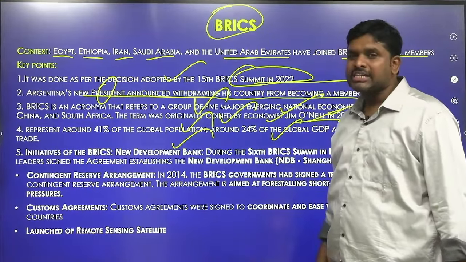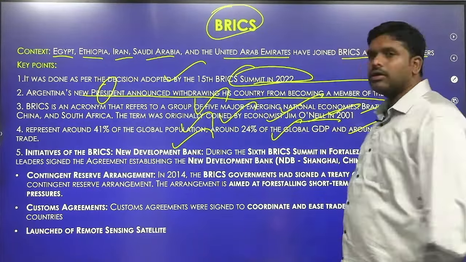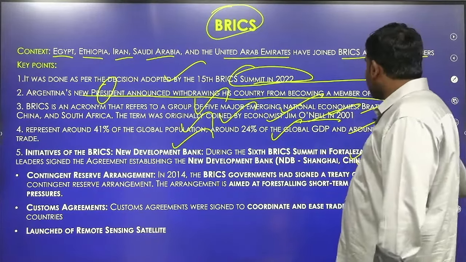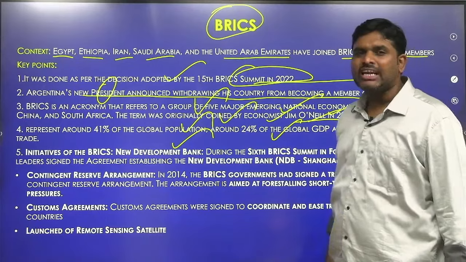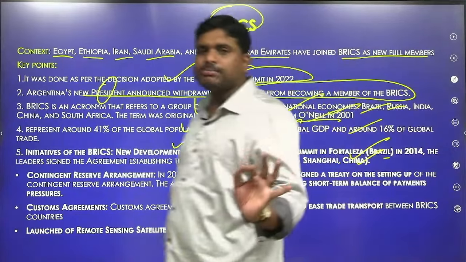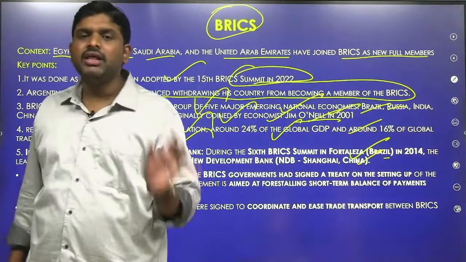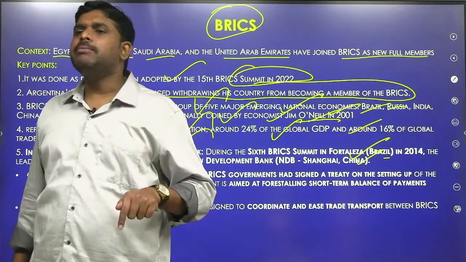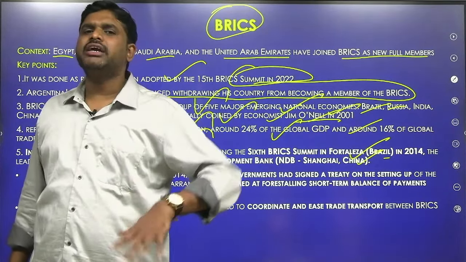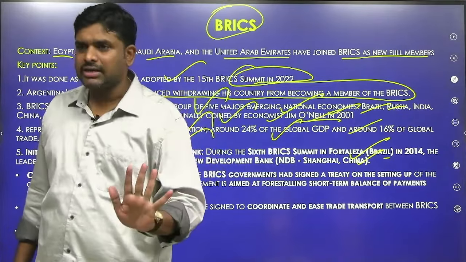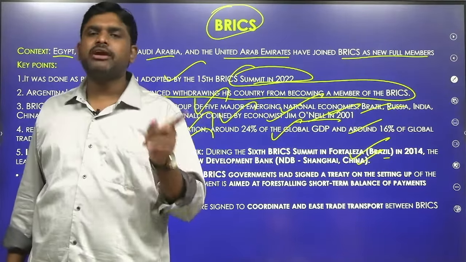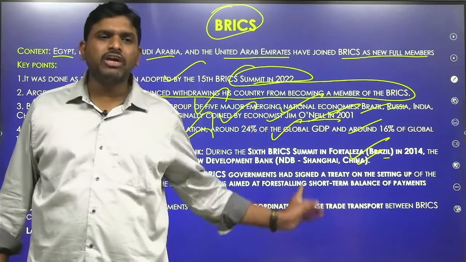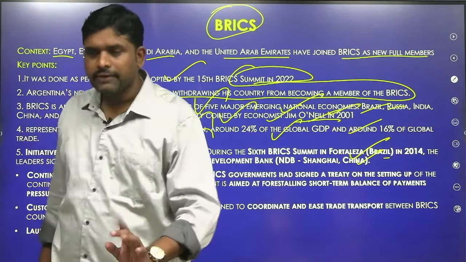New Development Bank has been established under BRICS, headquartered in Shanghai. As per the Fortaleza declaration of Brazil, the New Development Bank was established under BRICS. They will be lending not only to the BRICS countries, they will also lend to other countries. So New Development Bank is part of BRICS. It got established under which declaration? Fortaleza declaration of Brazil.